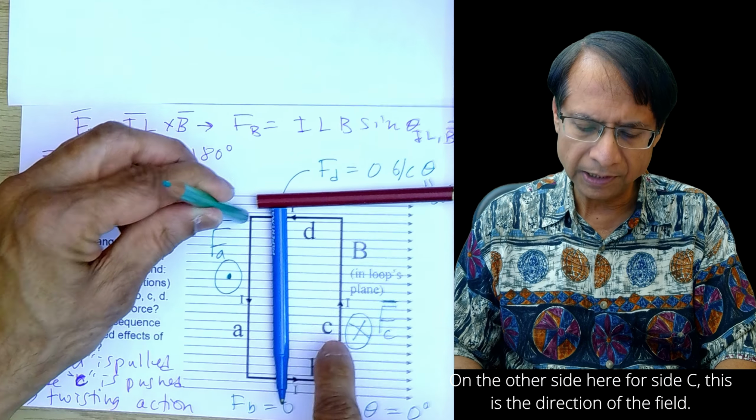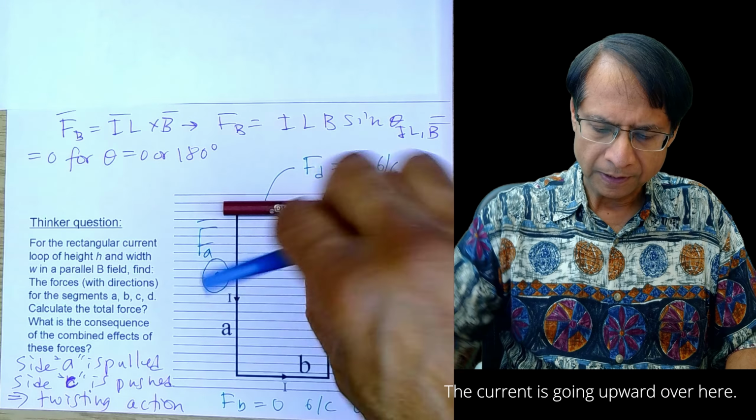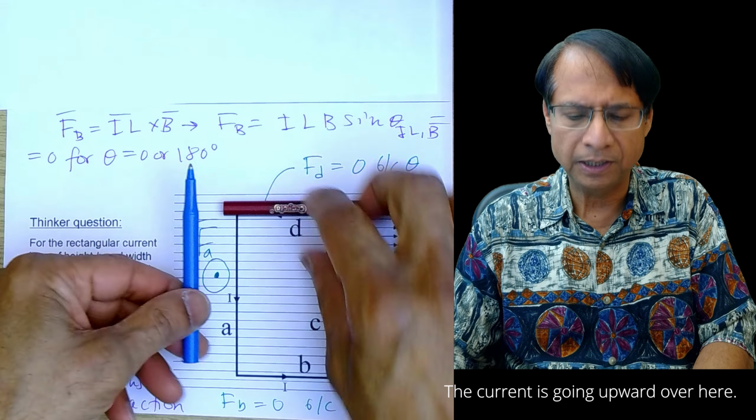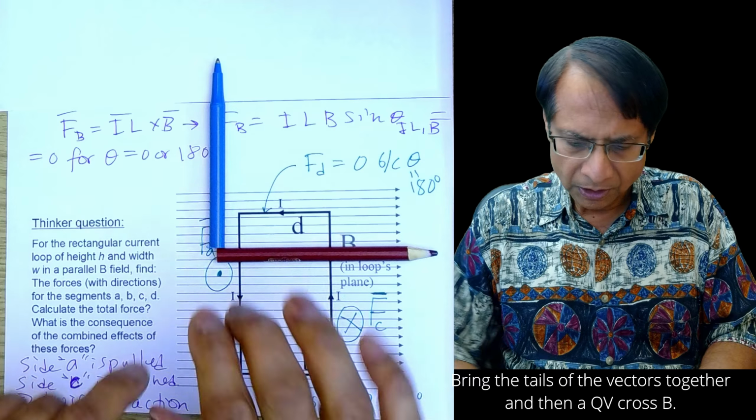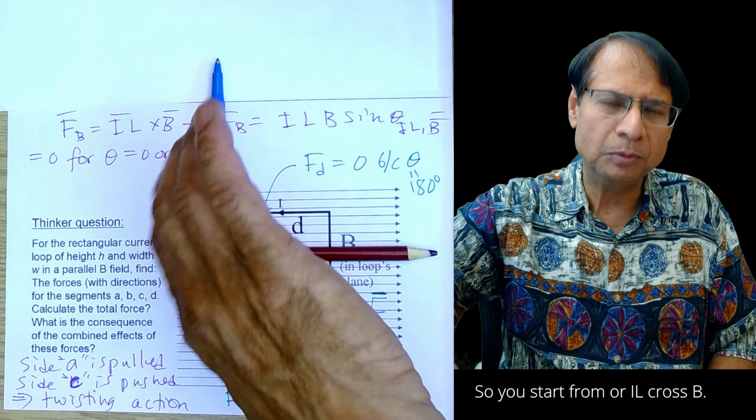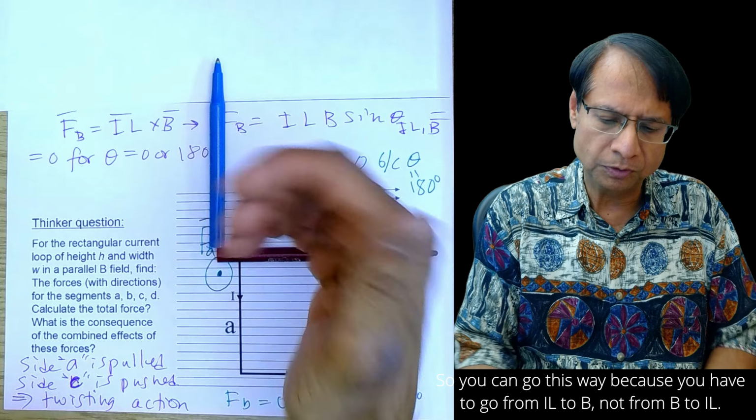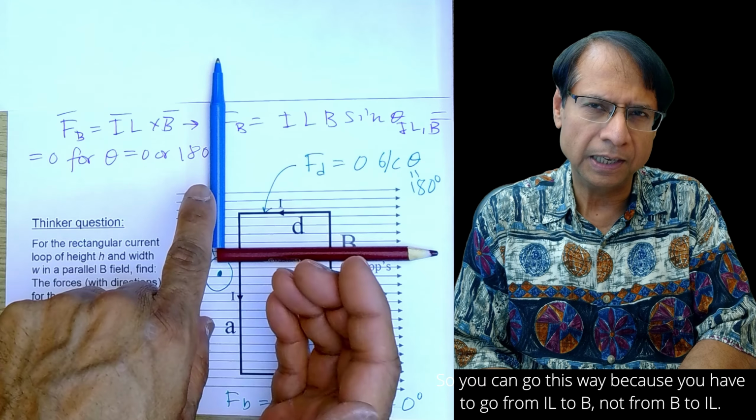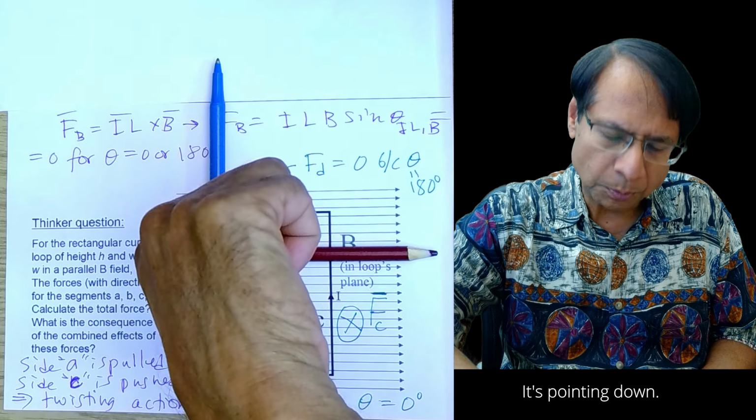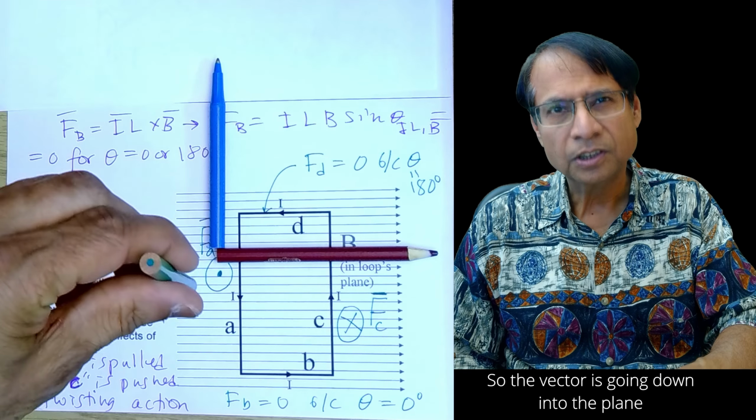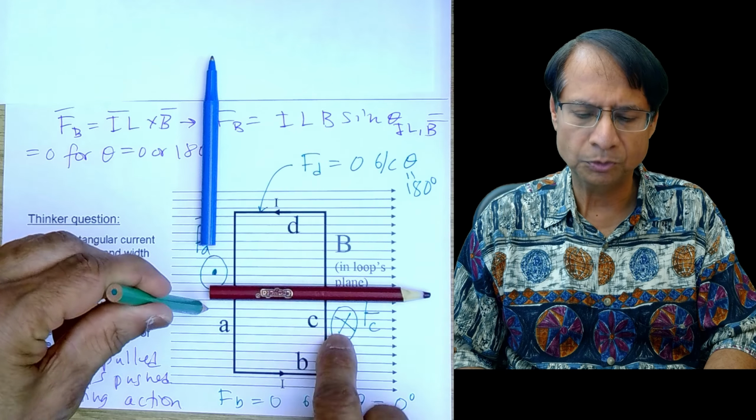On the other side, for side C, this is the direction of the field. The current is going upward over here. Bring the tails of the vectors together, and then IL cross B. So you go from IL to B. You can't go this way because you have to go from IL to B, not from B to IL. So you have to go this way. The thumb is pointing down. So the vector is going down into the plane of the paper, and that's shown in this manner.